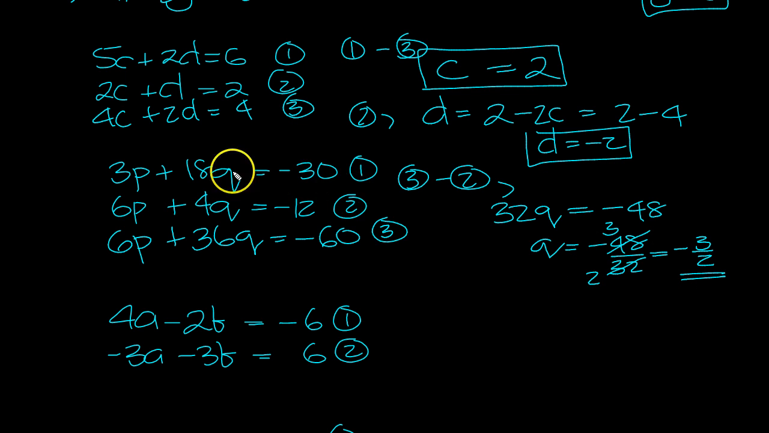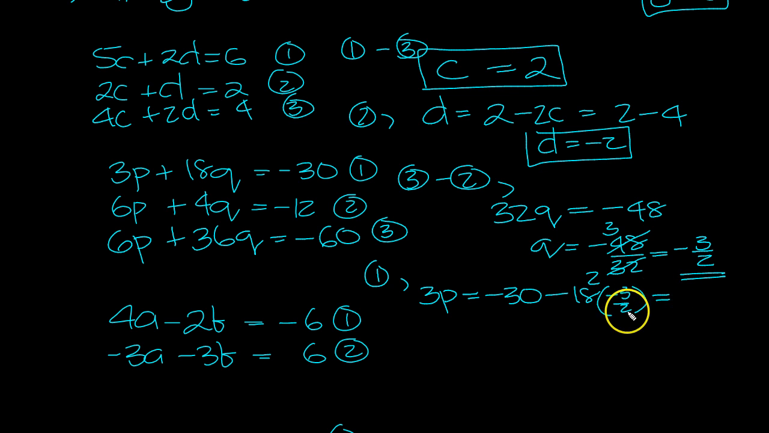And p, where would be easiest to get p? I suppose this one's easiest, isn't it? So number 1, 3p is equal to minus 30 minus 18q. 18q, which is minus 3 over 2. So what do we get here? The 2's cancel to 9. 9 3s are 27, and a minus is a plus, so it's minus 30 plus 27. So 3p is equal to minus 3. So p is equal to minus 1.